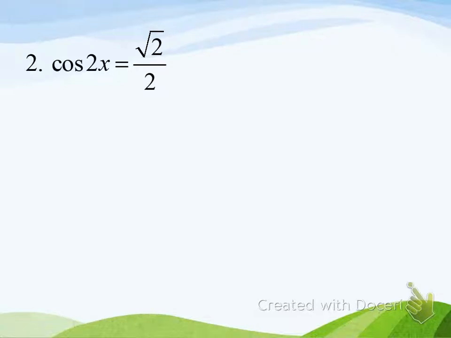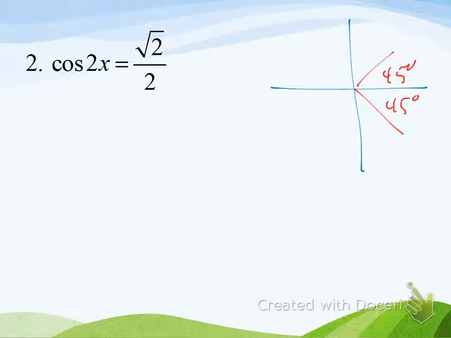Okay? Get our trig function by itself, which it already is. Now do our quadrant analysis. Cosine is positive in 1 and 4. In quadrant 1, cosine is radical 2 over 2 at 45 degrees, so that becomes our distance from the horizontal. So that means that what 2x is allowed to be is 45, and subtract 45 from 360, you get 315.